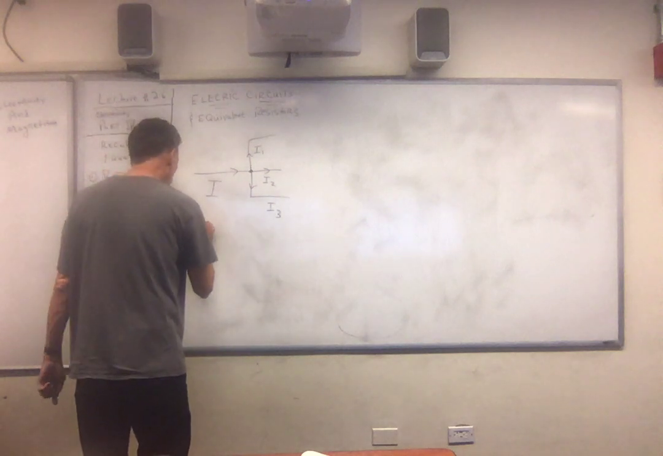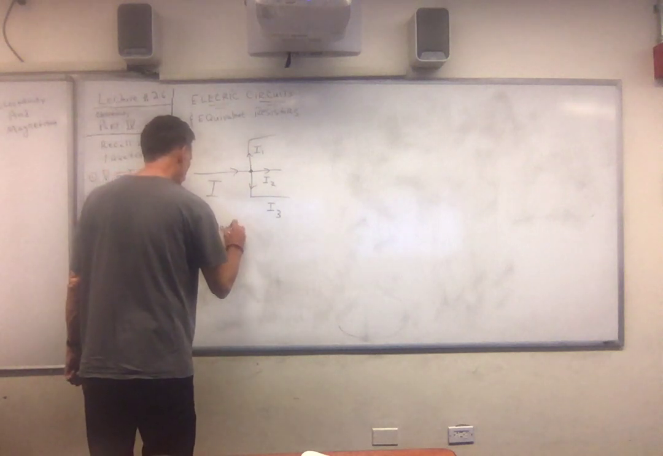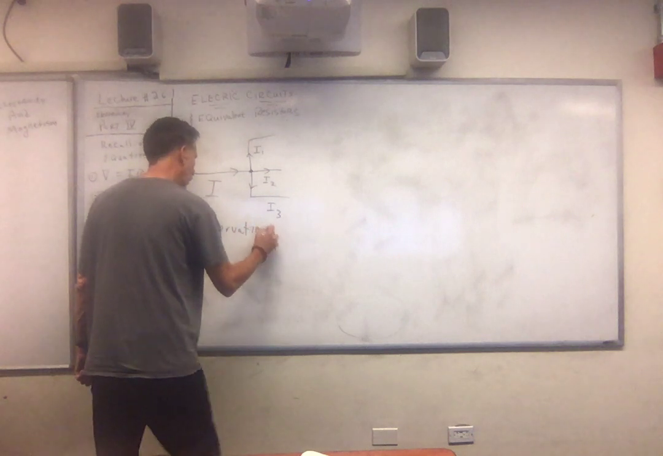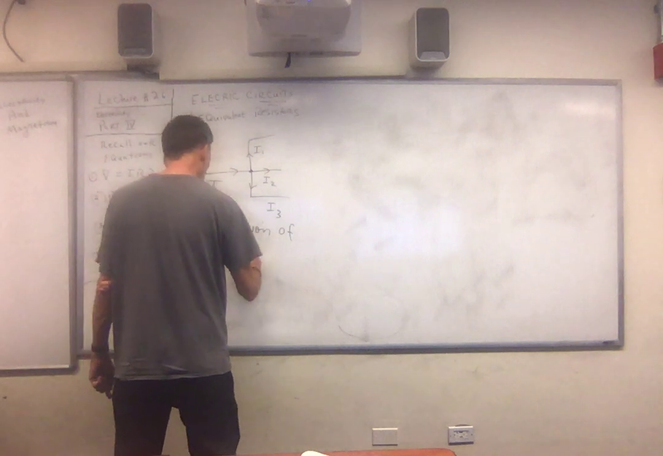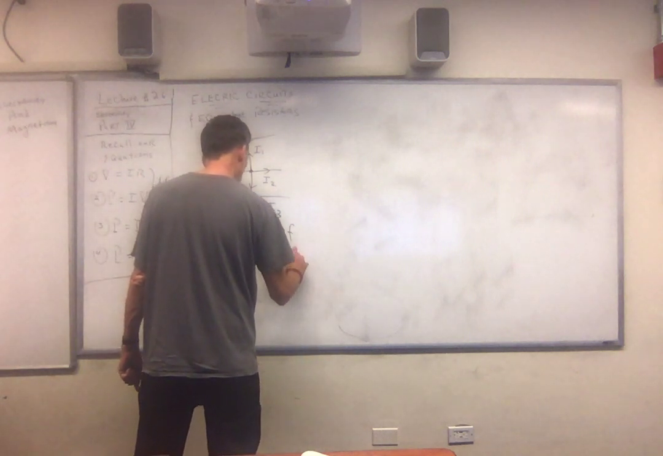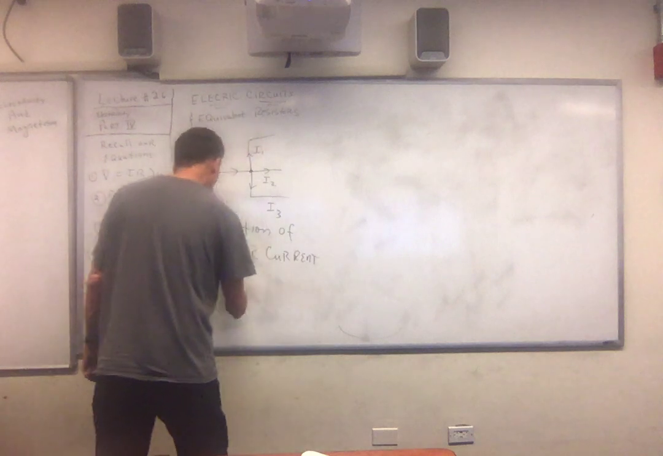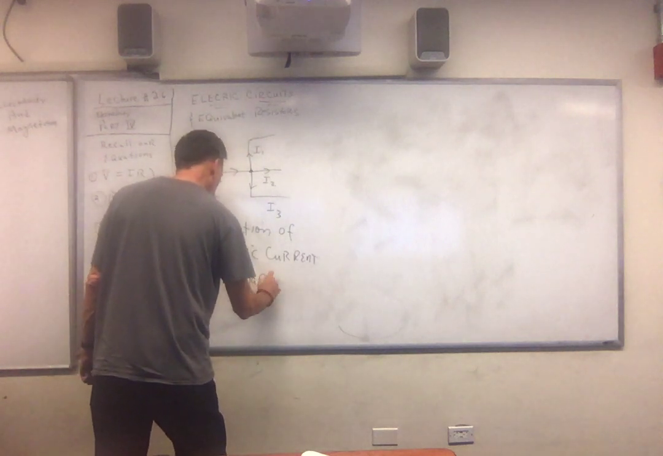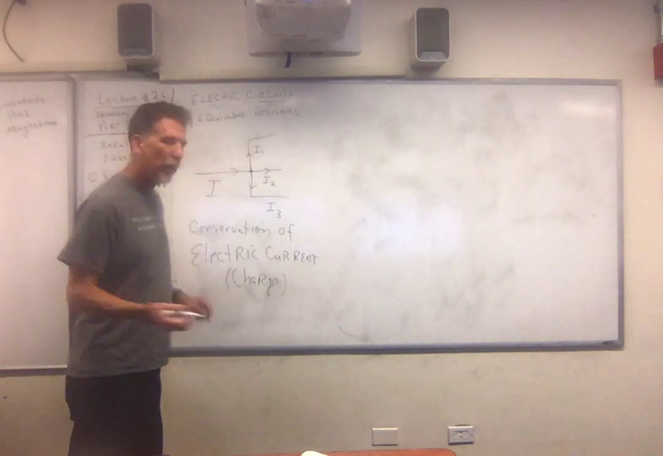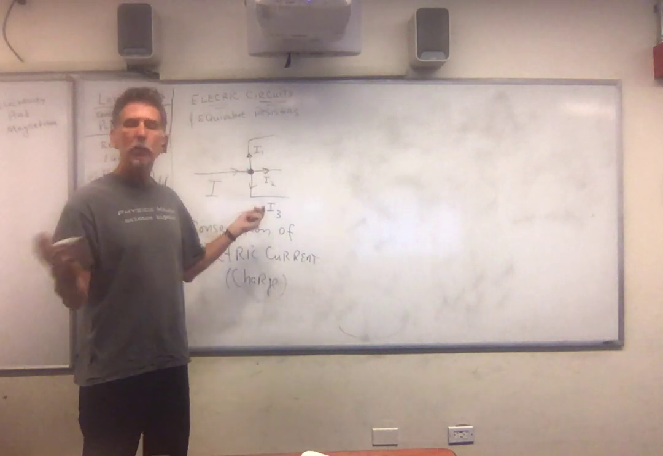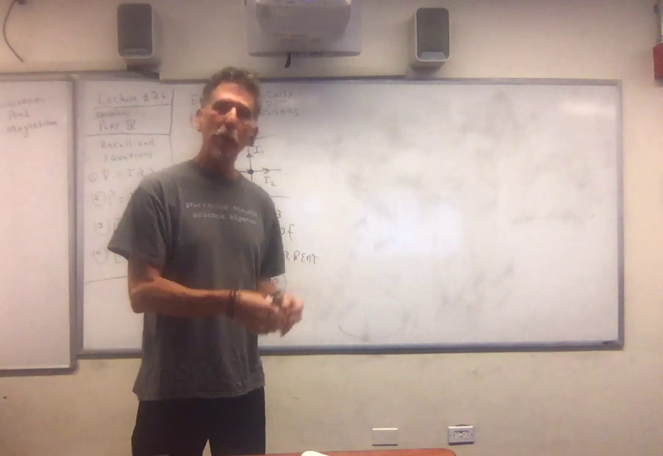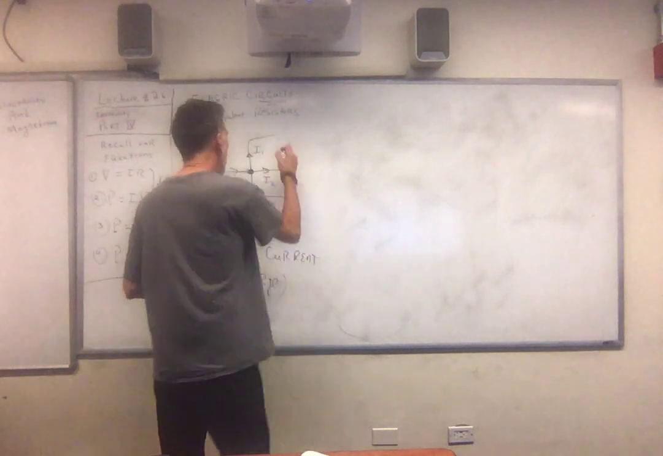So this is called conservation of electric current, or electric charge, which just means electric charge. What we're saying is the current into a junction must be equal to the current that comes out. The current in equals the current out. That's the conservation law. What you start with is equal to what you finish with.